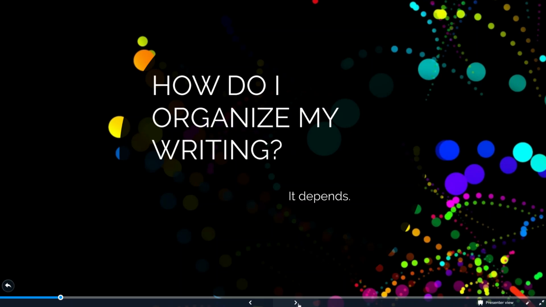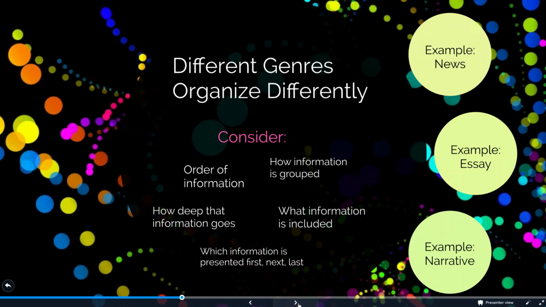Just like with everything else we've looked at, the genre that you're writing in, be it an essay or an email or a news article, is going to determine how you organize your writing. So we want to think about different genres differently. They all will organize differently.